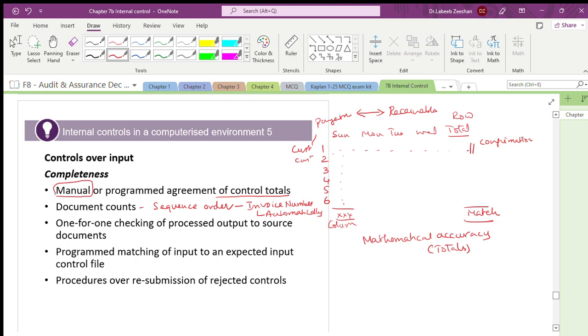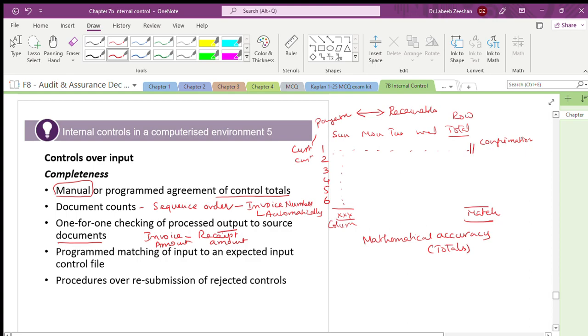One for one checking of process output to source document. We are saying, see, what is the invoice and what is the receipt. We are verifying what is the invoice amount and what is the receipt amount. Then only will we say that it is complete.